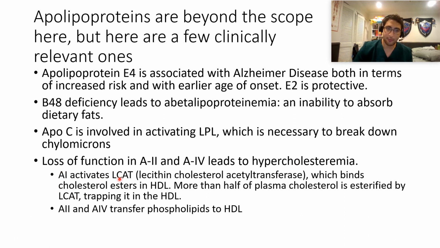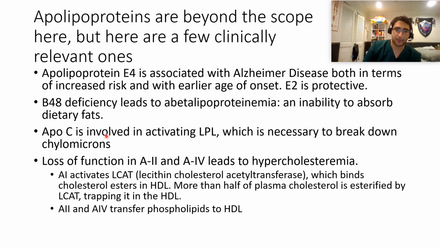Why? Because A1 activates LCAT, and LCAT is what takes the cholesterol esters and puts them in the HDL. Most plasma cholesterol is supposed to get trapped in the HDL by LCAT. So if you don't have A1, you have problems with LCAT. And A2 and A4 transfer phospholipids to HDL.